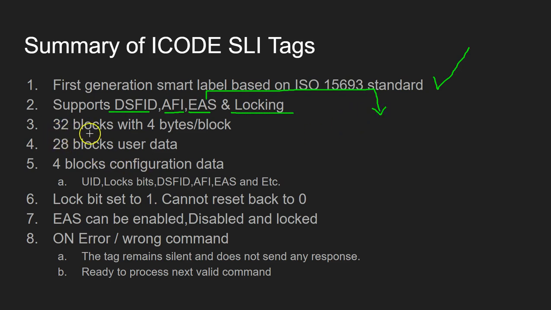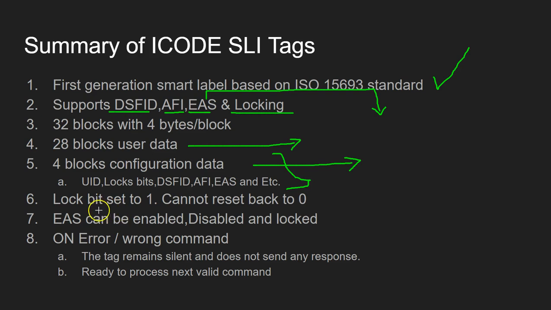It has got 32 blocks and each block has got 4 bytes. Out of these 32, 28 blocks are used to store the user data. The remaining 4 blocks are used to store what is called configuration data. Somewhere in the tag it has to store the UID, the lock bytes, the DSFID, AFI, and so forth. So these 4 blocks are reserved, and you cannot directly access them.